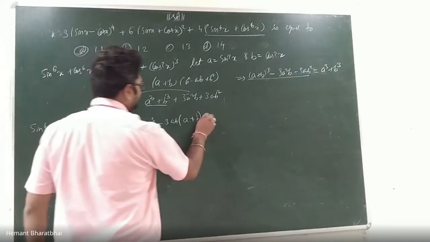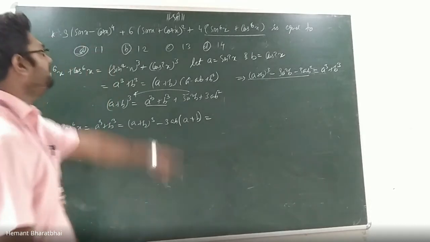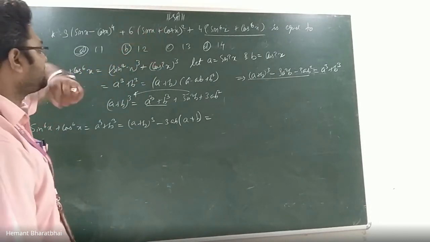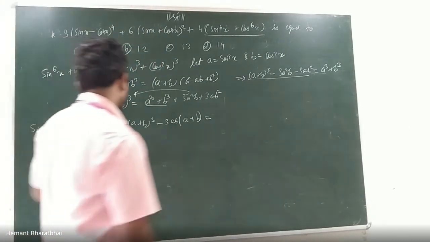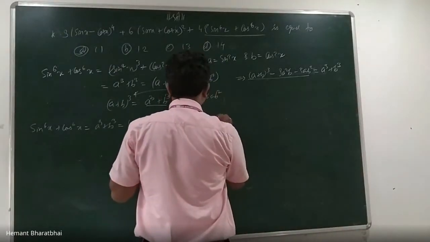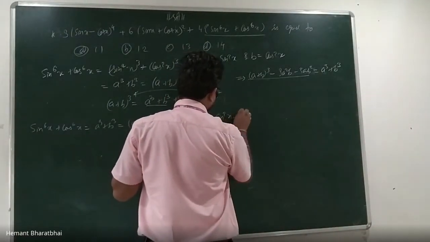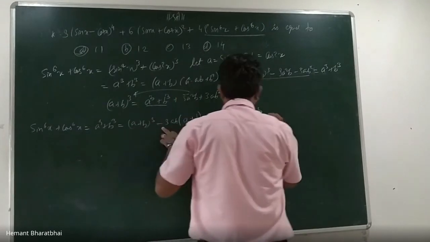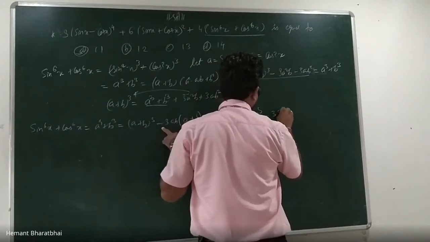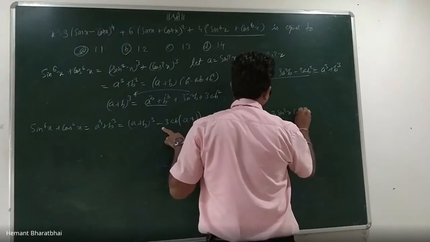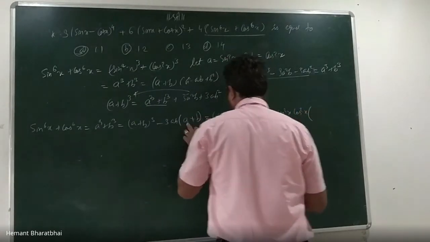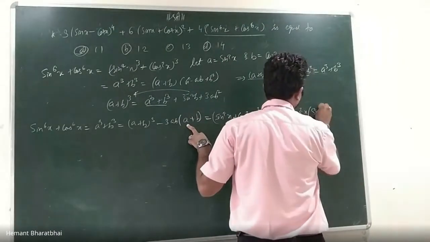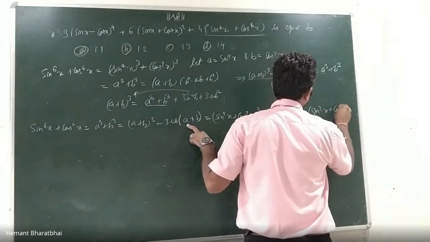So now I will resubstitute the values of a and b. So a I have taken as sin square, b I have taken as cos square. So here when I put this, it will become sin square x plus cos square x the whole cube minus 3ab, so minus 3 sin square x into cos square x into a plus b, so a plus b will be again sin square x plus cos square x.